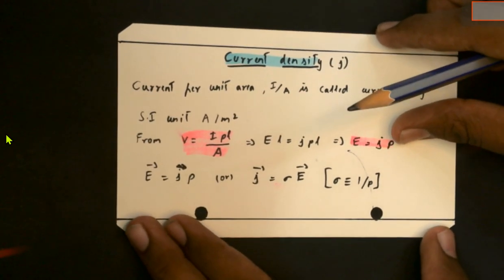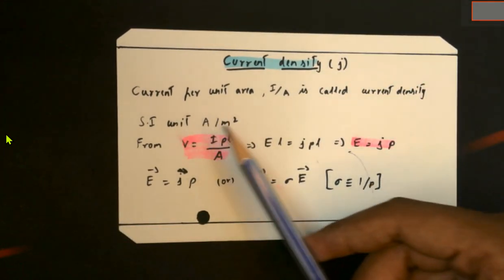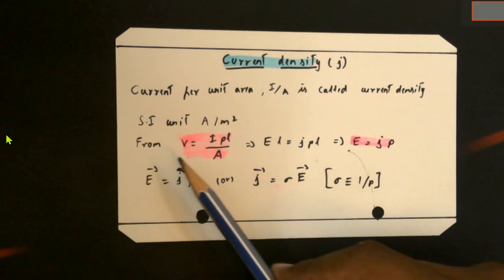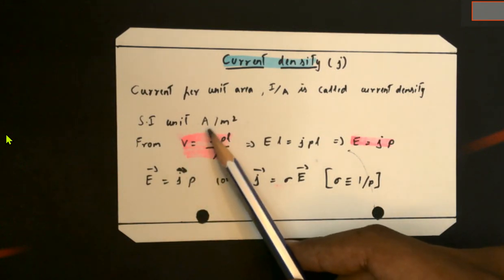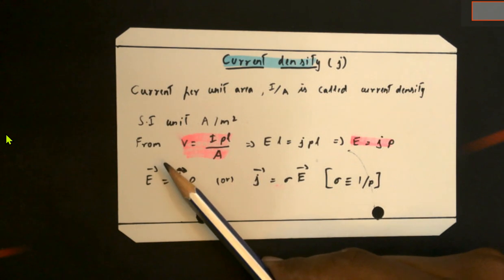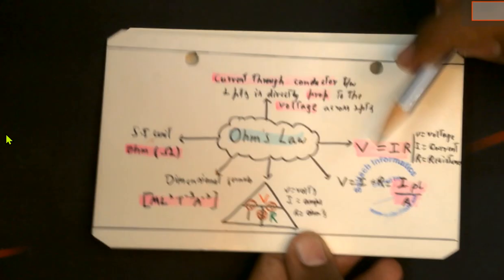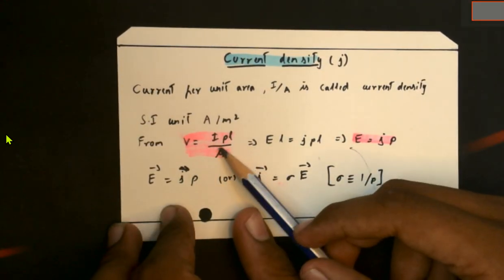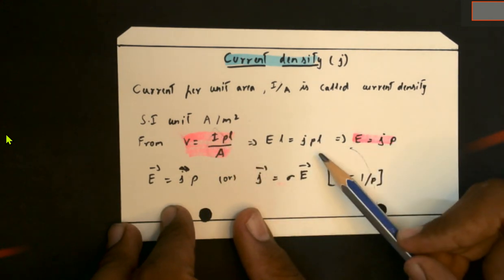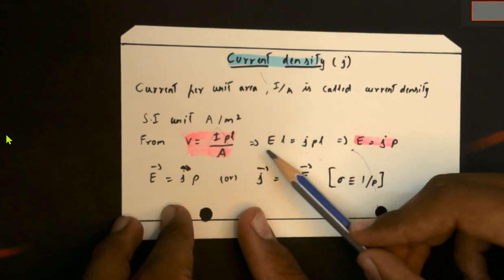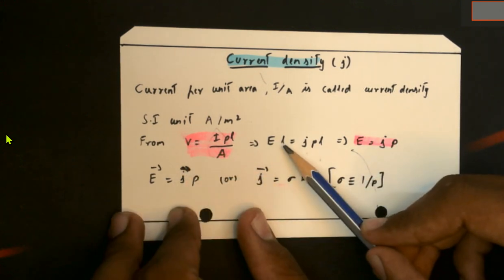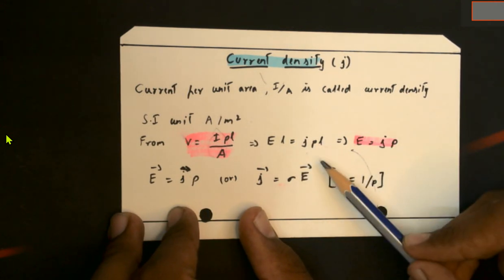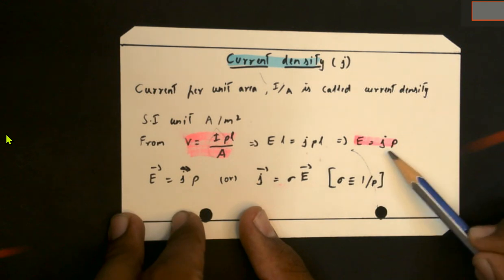Now let us look at the concept of current density. The current per unit area, that is current by area, I by A, is called the current density. The SI unit of current density is ampere per meter square. We know from the previous formula that V is equal to I rho L by A. We substitute, instead of I by A, J, which is the current density. Instead of V, we take E into L. So EL is equal to J rho L.